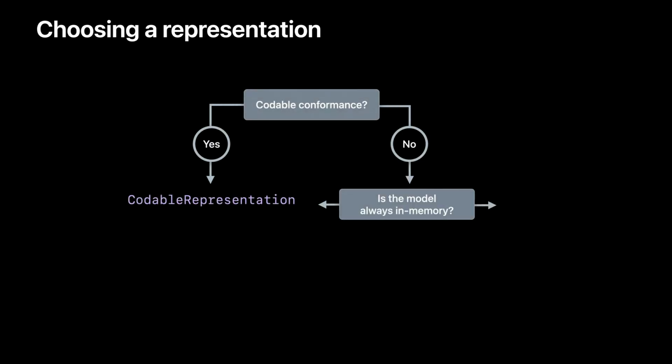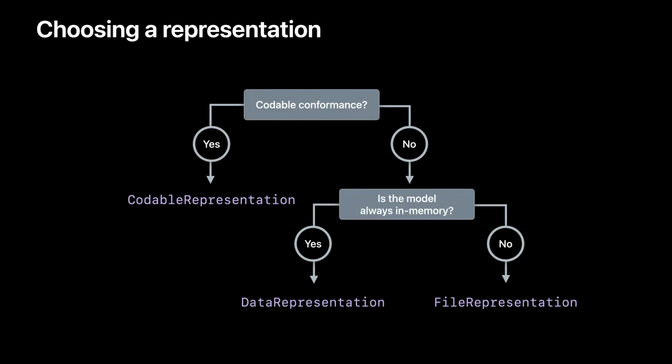Let's summarize. If you want to pick just a single representation for a simple use case, first check if the model has the Codable conformance and doesn't have any specific binary format requirements. Use codable representation if it is the case. If not, check if it is stored in memory or on disk. Data representation works best for the former, and file representation for the latter.